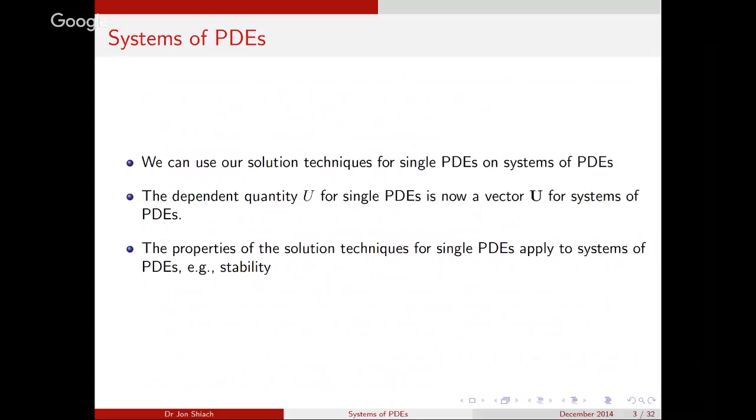And the properties of the solution techniques for single PDEs also apply to multiple or systems of PDEs. So, for example, stability. We dealt with stability over the last couple of weeks. If something's not stable for a single PDE, it's not going to be stable for a system.